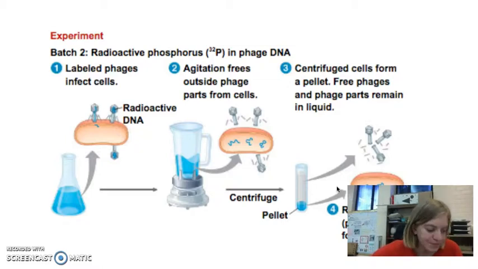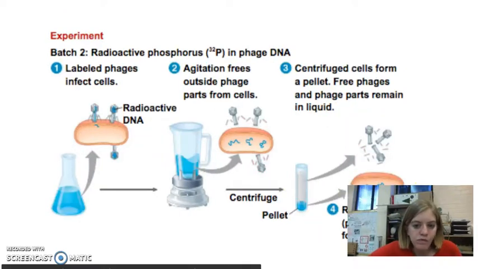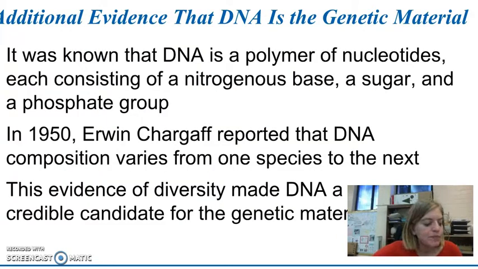What they found was that for the phage DNA, the DNA entered the host cell, whereas the phage protein did not enter the cell. It was found in the extracted liquid, so it was not going into the cell, whereas the radioactive DNA was found in the cell. So essentially, the Hershey and Chase experiment showed us that the phage DNA entered the host cells, not the protein. And so this helped prove that DNA was the hereditary material.